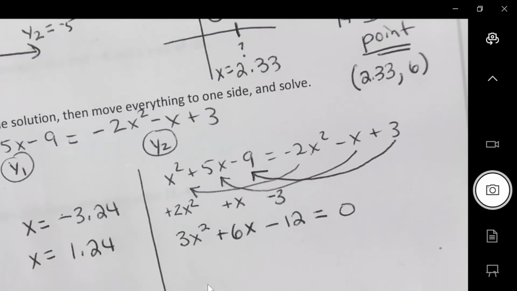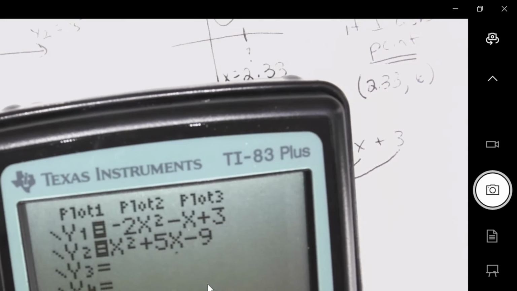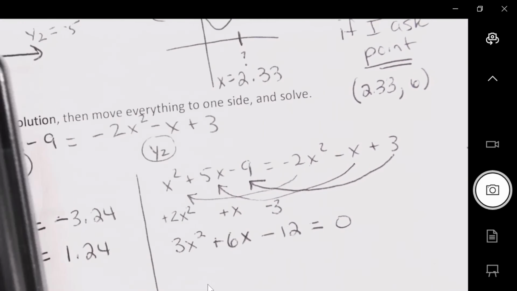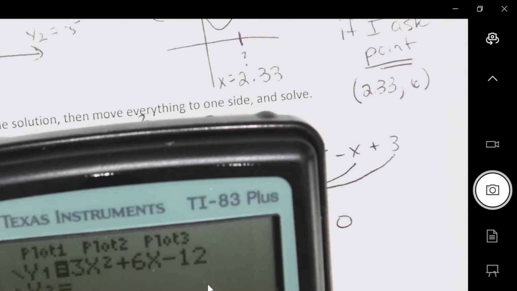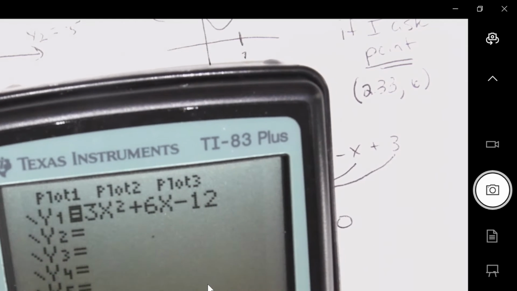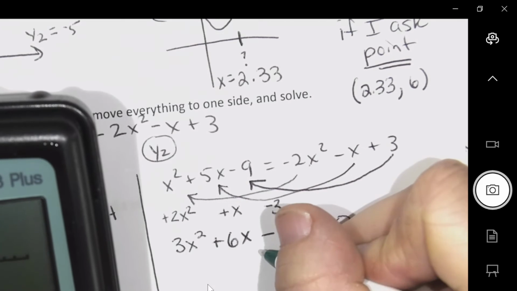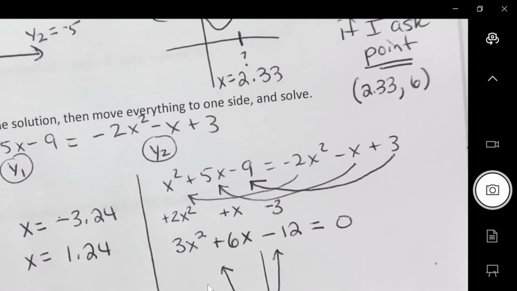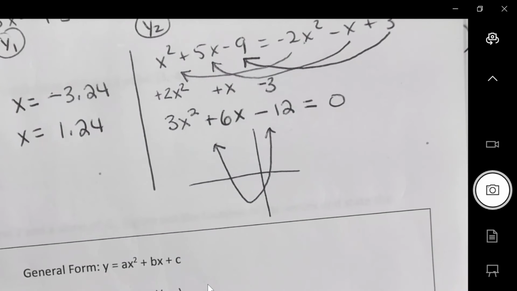Okay, here's what we're going to do now. Go back to your y. Get all that other stuff out. We're done with that. 3x squared plus 6x minus 12. Graph it. Okay, that's kind of the shape I'm getting.